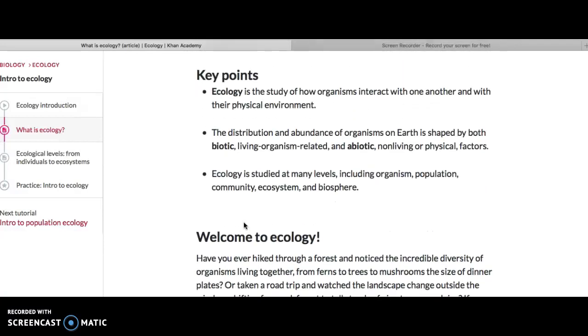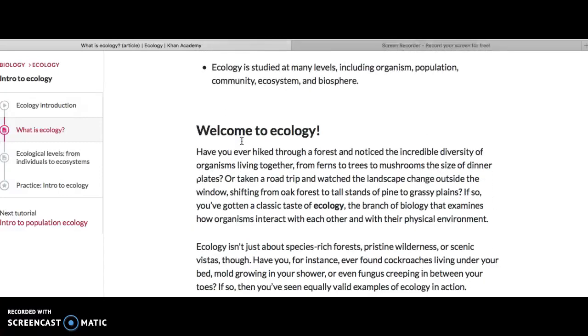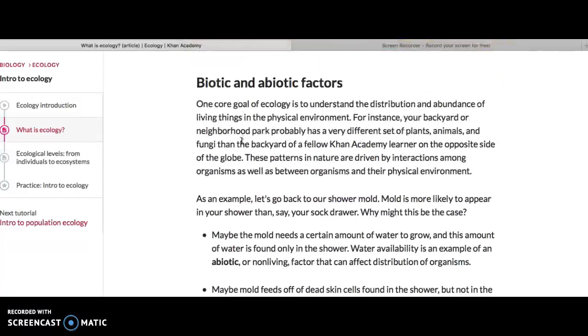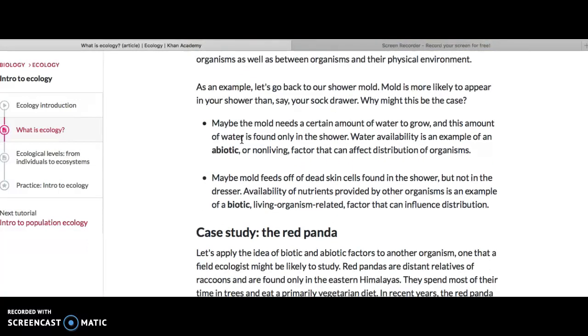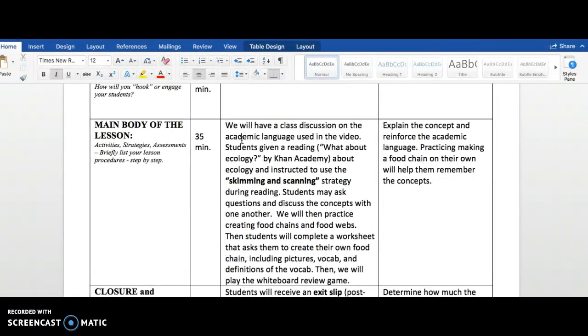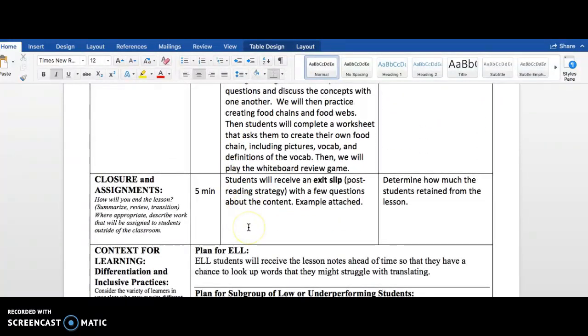So I really want them to focus on keywords, bolded words, the first sentence, the last sentence of paragraphs, just really trying to get as much as they can out of the article while they are using that skimming and scanning strategy. After this, they'll have an open discussion. We'll practice doing the food chains and the food webs. They'll do that worksheet and play the game. And then lastly, we'll end with an exit slip, which is a post-reading strategy.